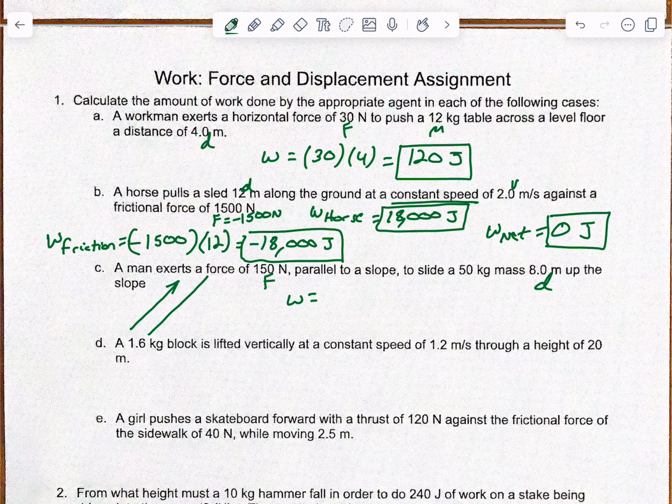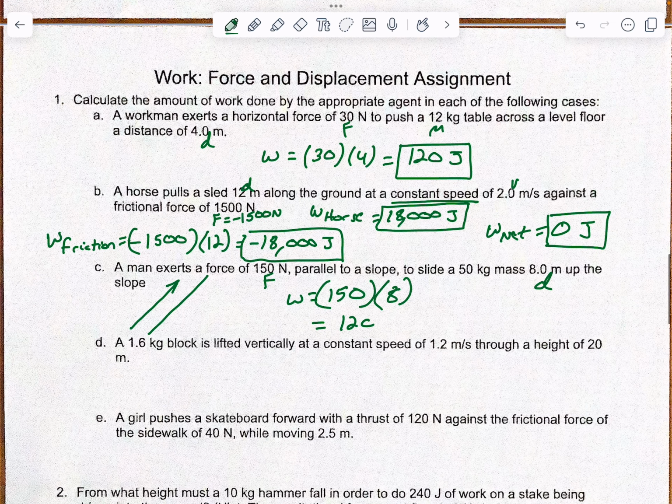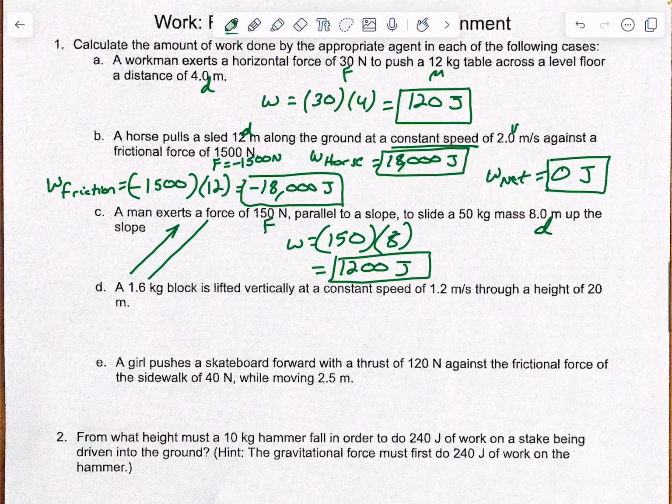So work equals force times distance. My force is 150 and my distance is 8. So 150 times 8 is going to give me 1,200 joules, and that would be your answer there. Now would mass matter with pushing something up a slope? Yes, it would. But that's not changing the fact that he's applying 150 newtons of force to the object for 8 meters. So mass is a factor, but he is applying the same amount of work no matter what the mass is for that distance. So that's why we didn't really care about the 50 kilograms.